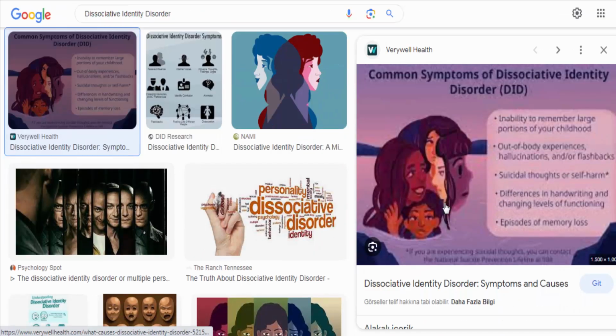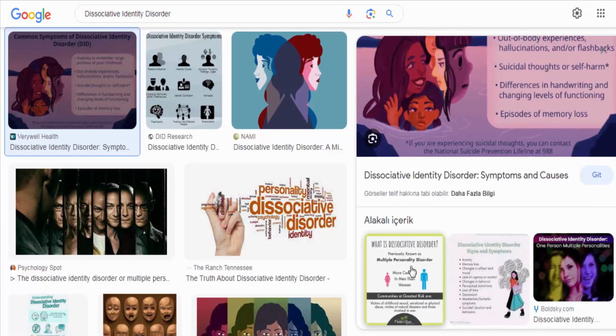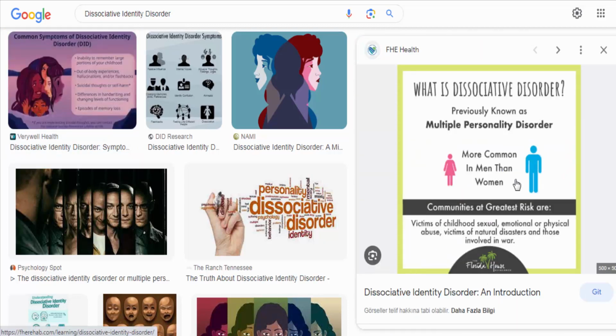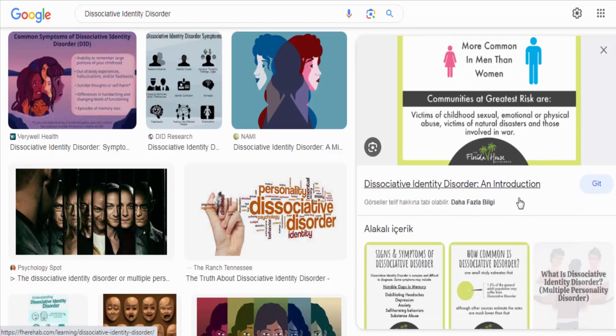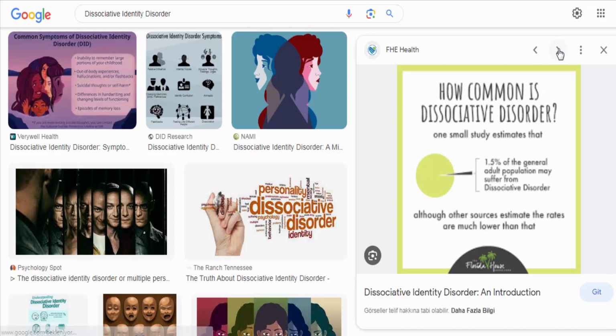Dissociative Identity Disorder (DID), previously known as multiple personality disorder, is a complex mental health condition characterized by the presence of two or more distinct identities or personality states within an individual. These identities can control the person's behavior and thoughts at different times and may have distinct memories, preferences, and mannerisms.